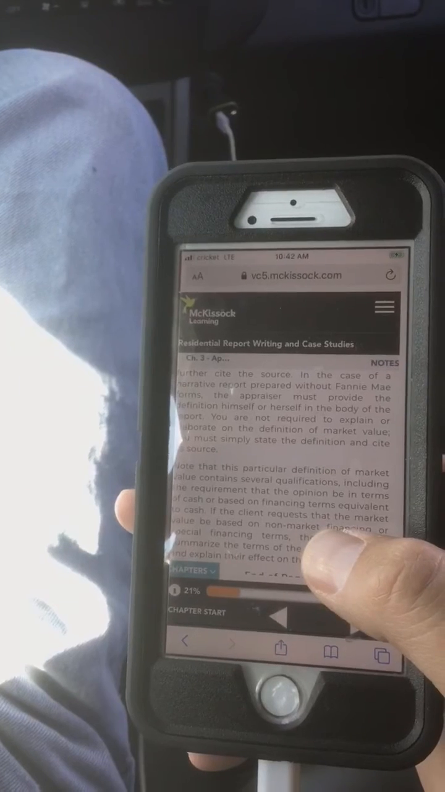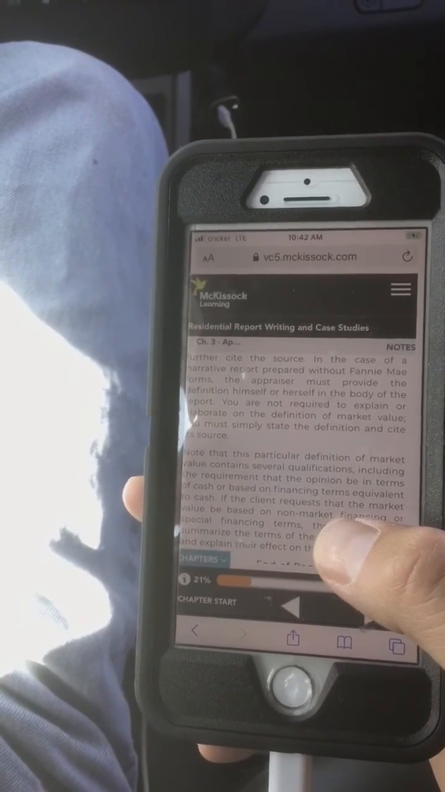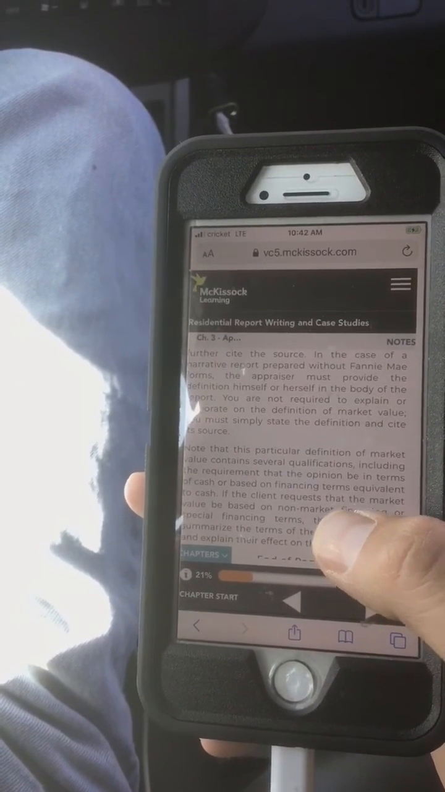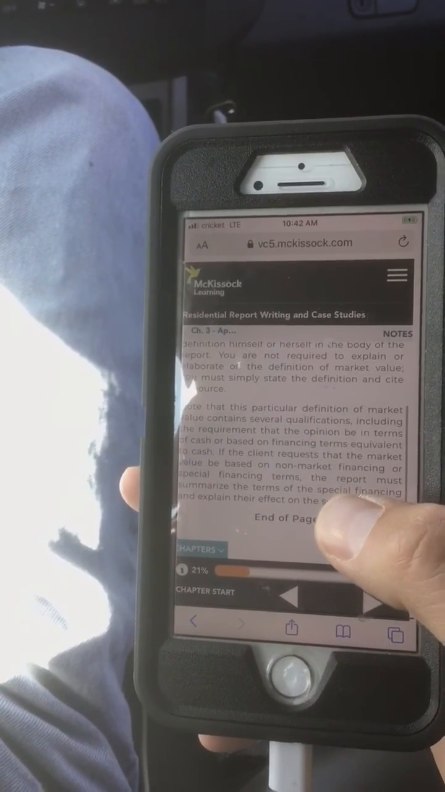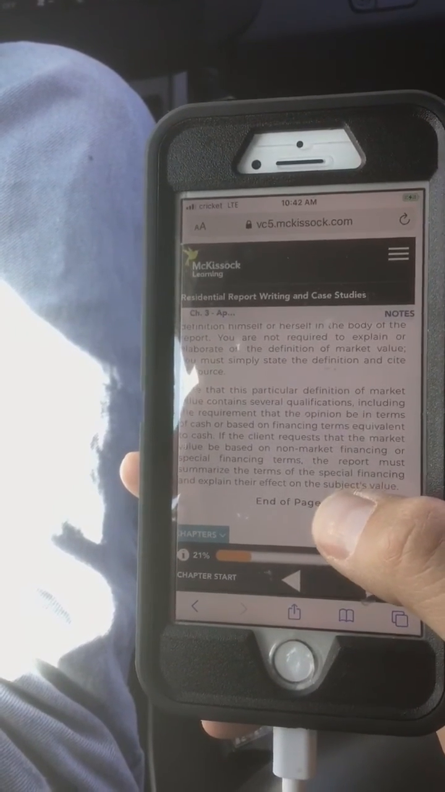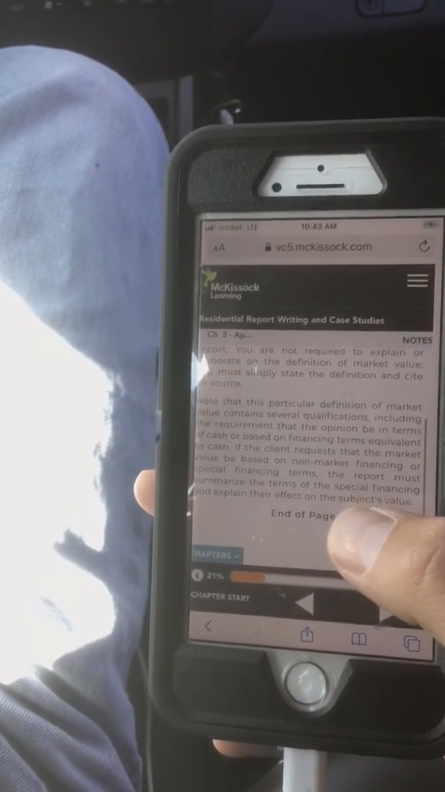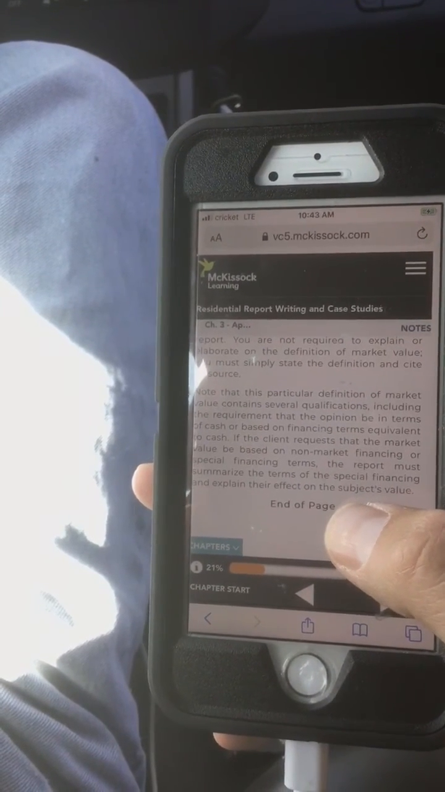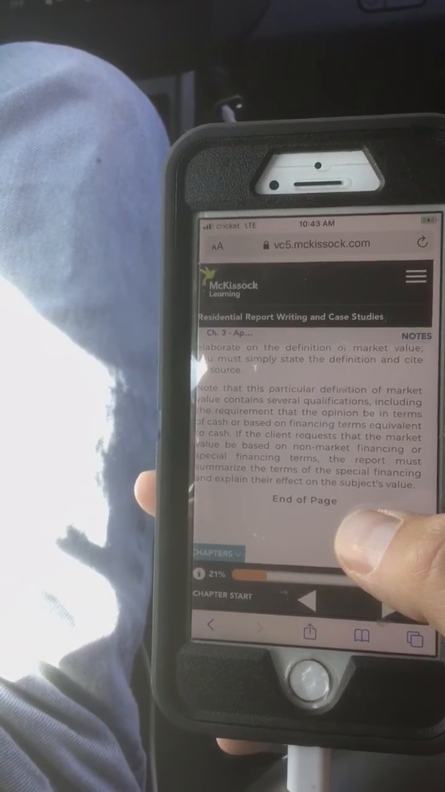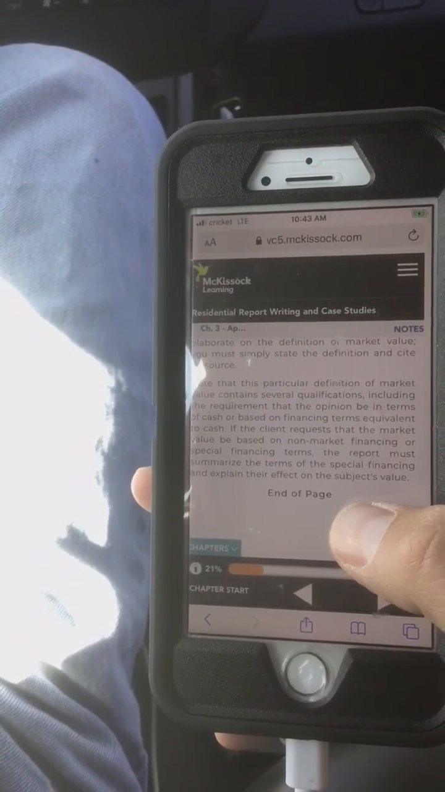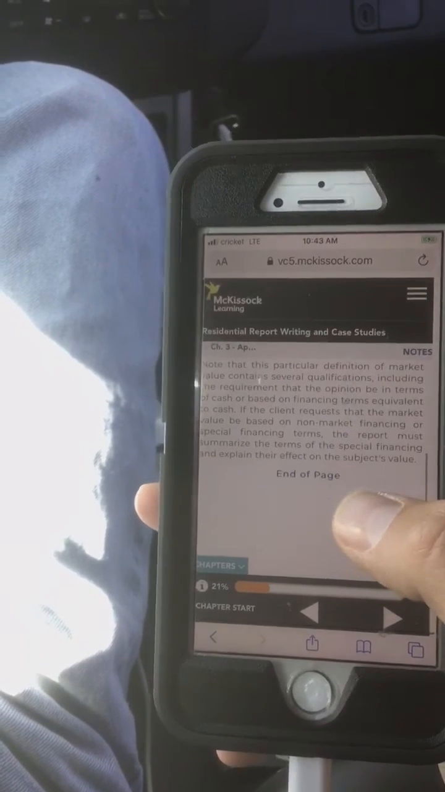In the case of a narrative report prepared without Fannie Mae forms, the appraiser must provide the definition himself or herself in the body of the report. You are not required to explain or elaborate on the definition of market value. You must simply state the definition and cite the source.